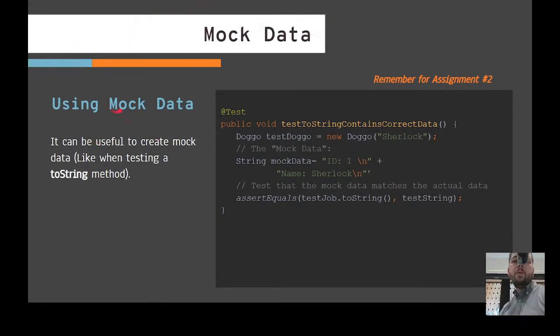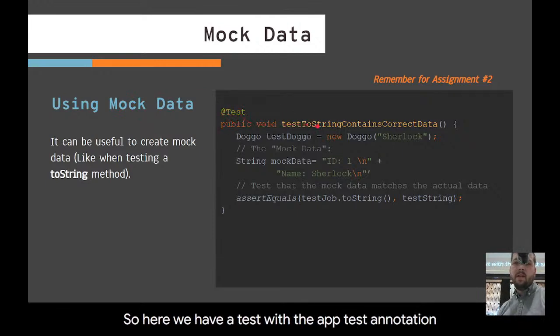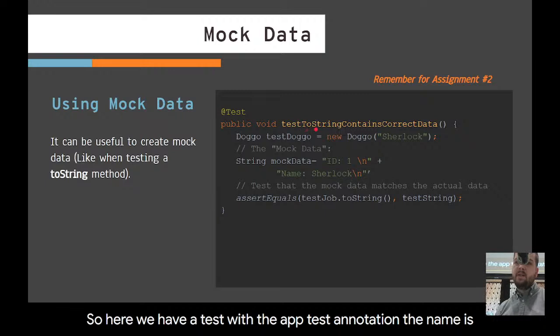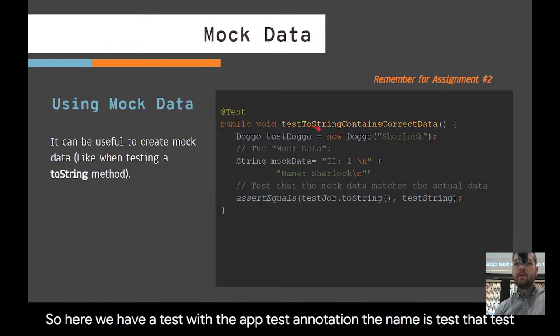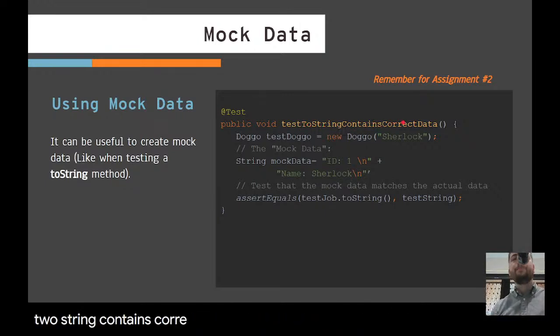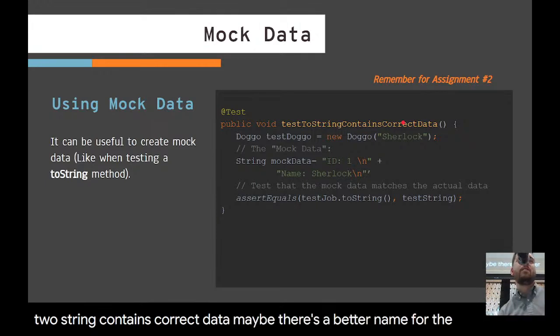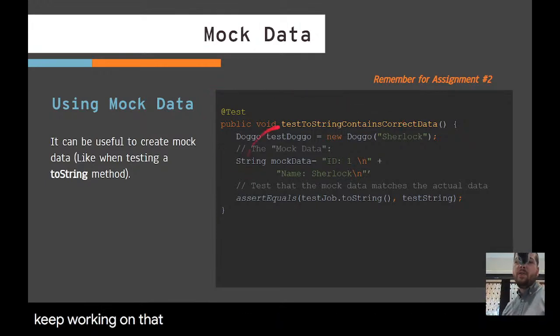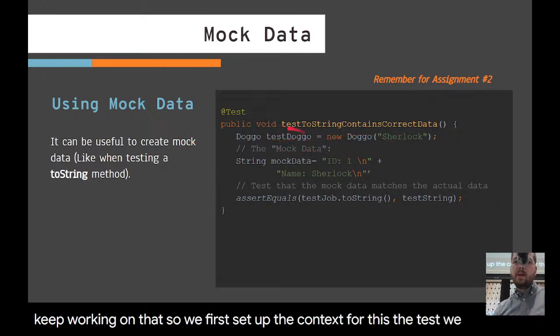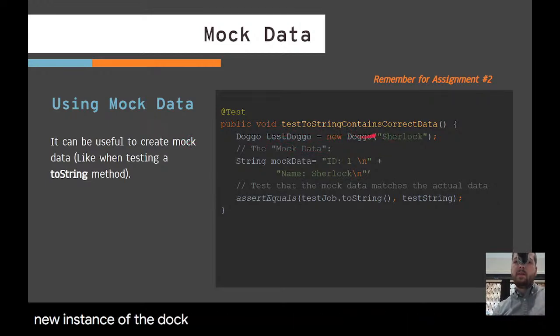Cool. So here we have a test with the @Test annotation. The name is testToStringContainsCorrectData. Maybe there's a better name for the test. I'll keep working on that. So we first set up the context for the test. We create a new instance of the doggo class. We pass in Sherlock. So we have a new doggo named Sherlock.